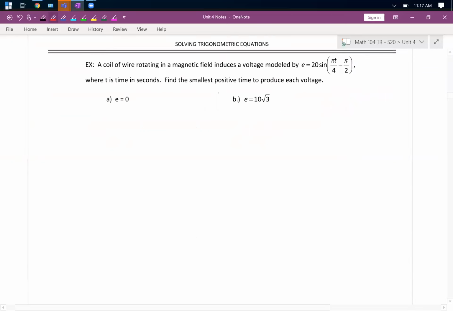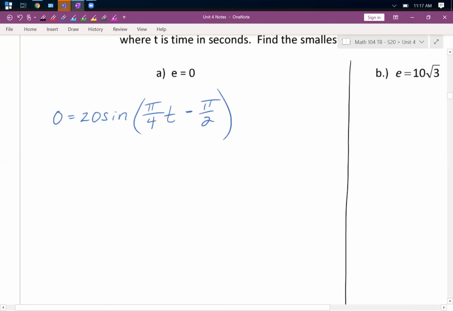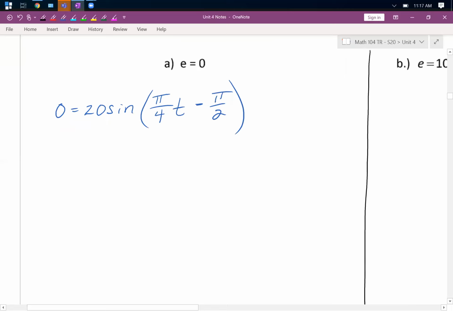I'm going to split the page. First, we have E equal to 0, so we're substituting 0 into our equation for E. I think I'm going to write this pi over 4 and then the t off to the side. I like that better. Minus pi over 2. And now we're just solving for t. In this equation, we have a single trig function, so we want to isolate that single trig function. What should we do first?